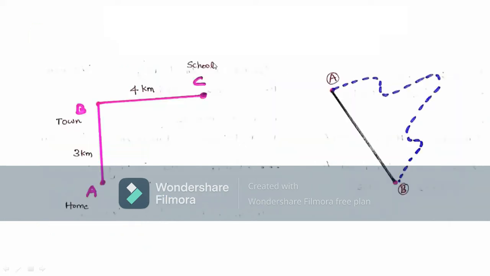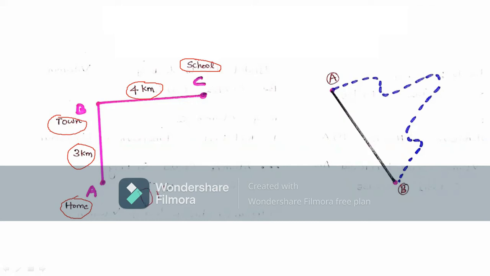Suppose your home is located here. Okay, this is your house and this is your school. So what will you do? First of all, daily you will be traveling from home to your hometown. From the hometown, another 4 kilometers you have to travel. From your home to the hometown, there are 3 kilometers. From the hometown to your school, there are 4 kilometers. So what is the total distance covered daily? So AB plus BC, the total distance is equal to.